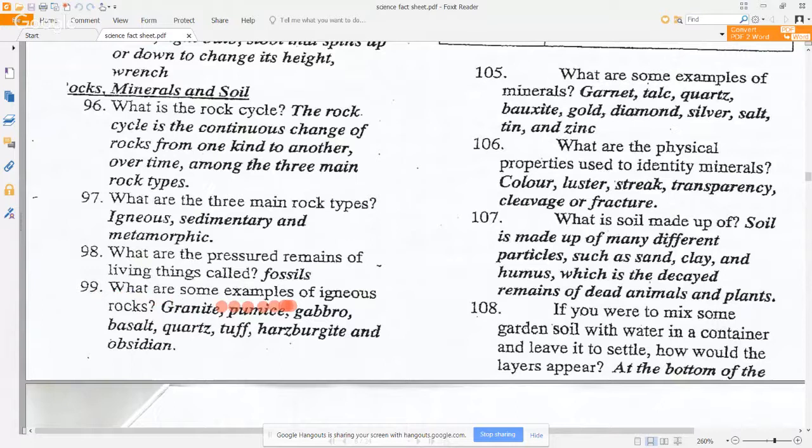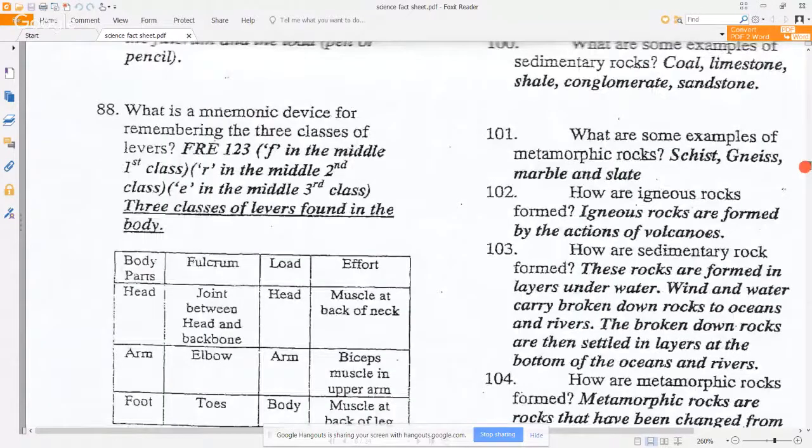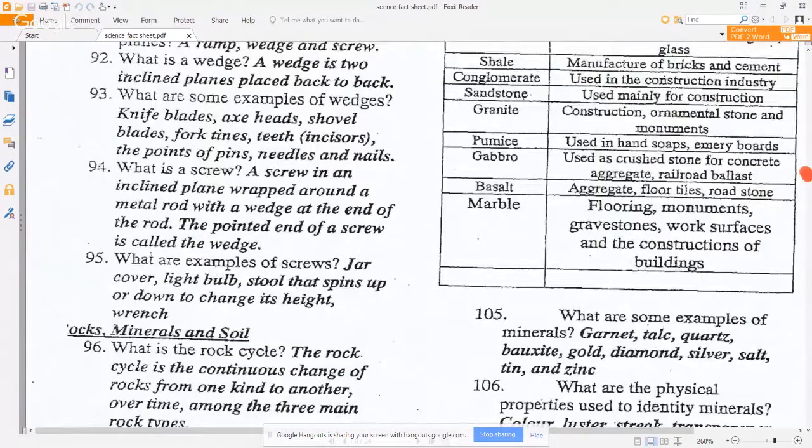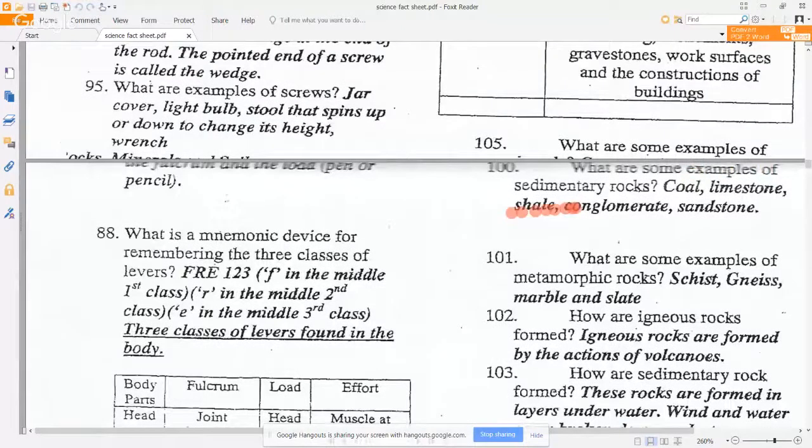99. What are some examples of igneous rocks? We have granite, pumice, gabbro, basalt, quartz, tuff, this one that I will not even try to call, and obsidian. 100. What are examples of sedimentary rock? We have coal, limestone, shale, conglomerate, and sandstone. 101. What are some examples of metamorphic rock? This one looks like schist, gneiss, marble, and slate.